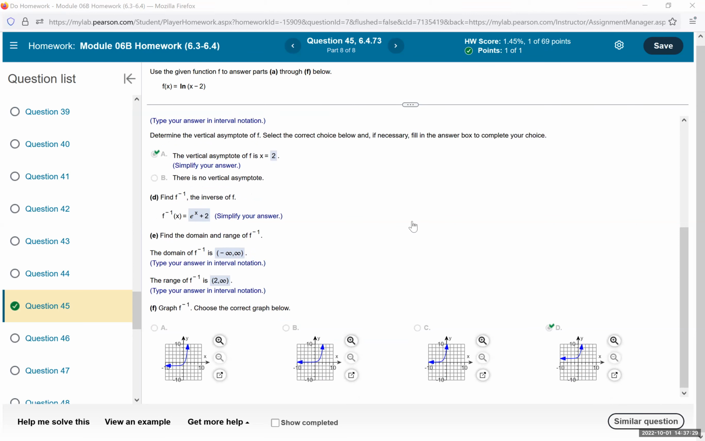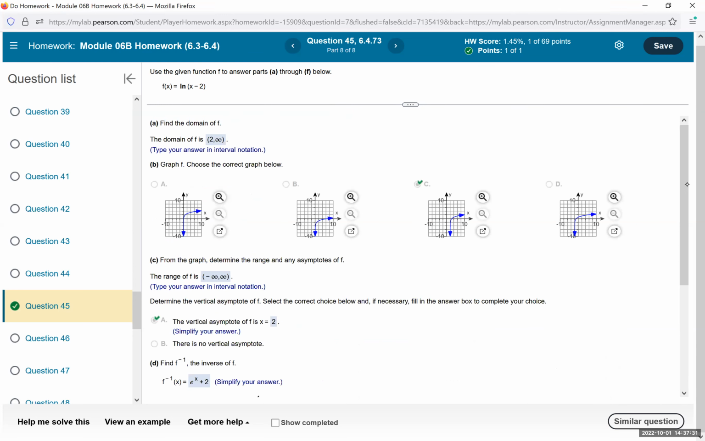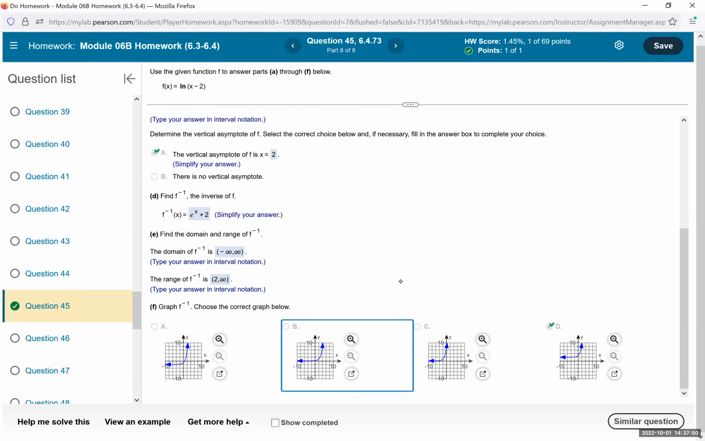This set of skills where you have to find the domain of a function, where you have to graph the function, then give the range of the function, and then do the same thing for the inverse. This set of skills has been highly emphasized on the exam. Okay, so please be sure that you can go through a problem like number 45.